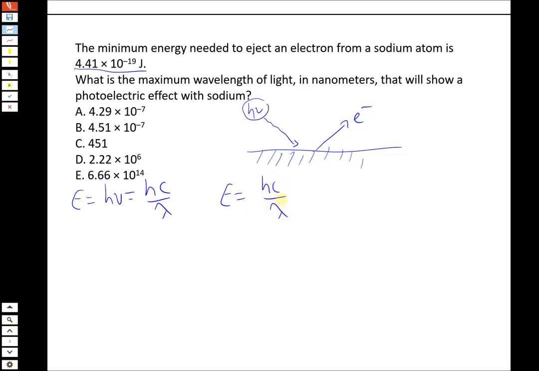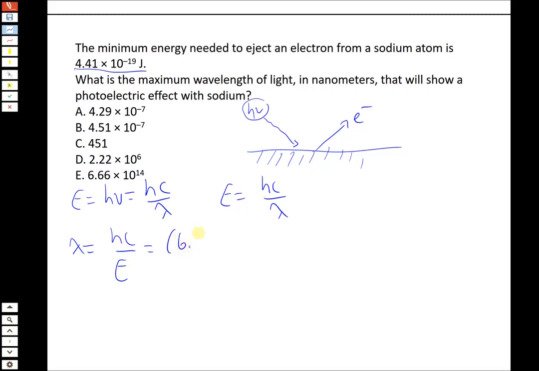And we should recognize that energy and wavelength are inversely related. So if this is the minimum energy required to eject an electron, the corresponding wavelength would be the maximum wavelength. The wavelength will need to be smaller than that for the photon to have an energy that's larger than this value. So all we're going to do here is solve for lambda, which, when we rearrange, is hc divided by the energy of the photon, and then we just put everything in.